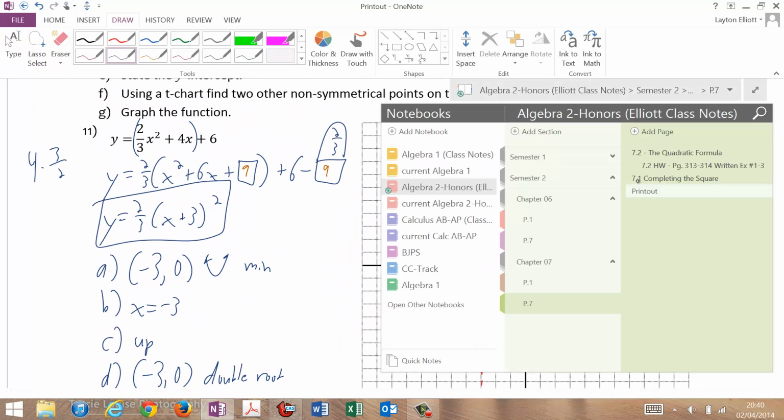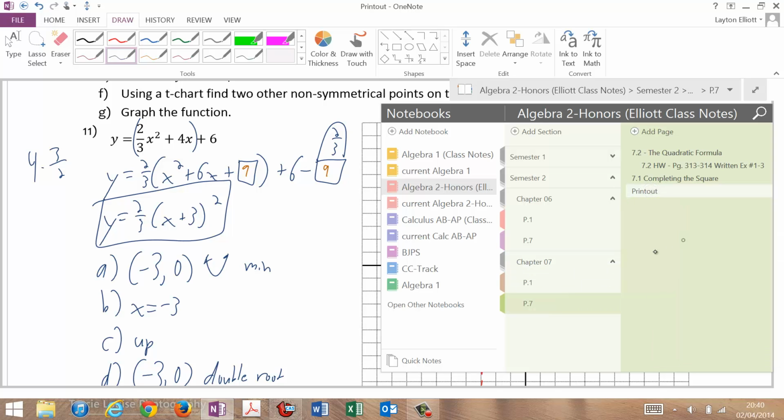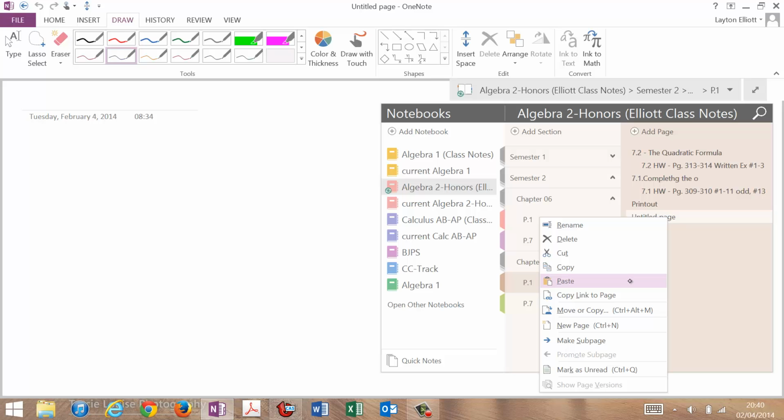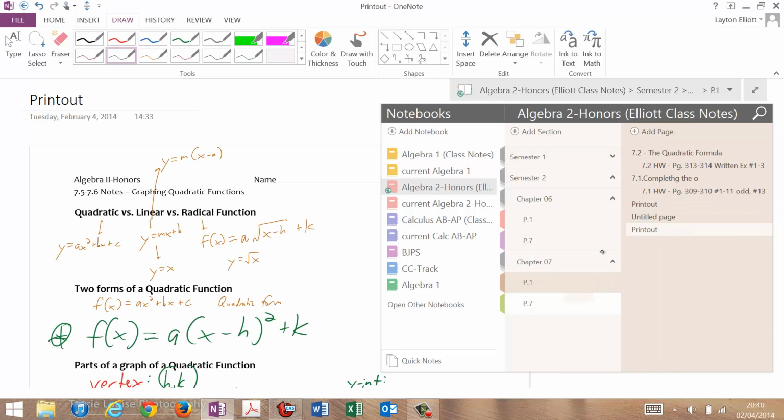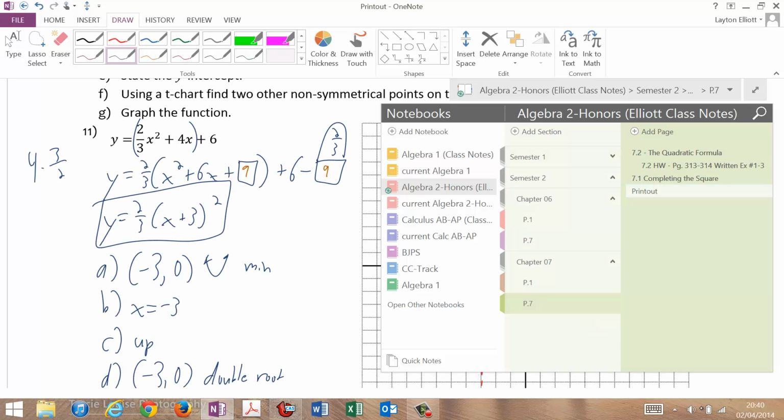These notes are available online. They're going to be under the period 7. I'm going to copy them over to period 1 too, so you see them. They might not be called printout. They might get a name change when I start just kind of organizing this. So you'll see that sync up here in a second.